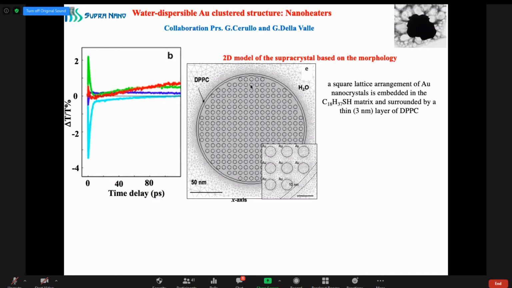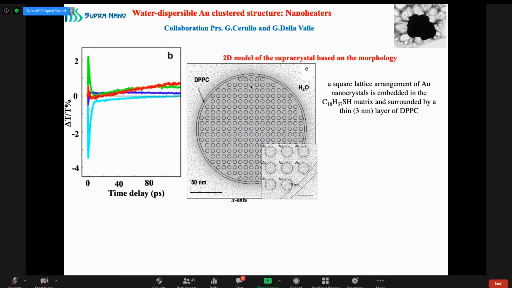So that supports the model they developed, from which the light penetrates much more in supracrystals compared to spheres of the same diameter, and we have a degree of freedom inside. In fact, we create a nanoreactor. So we now have an exceptional photothermal property.